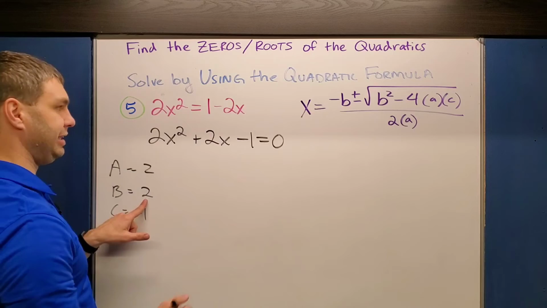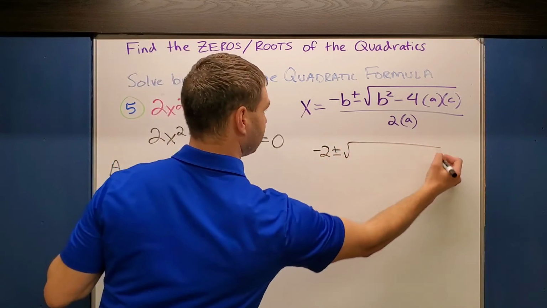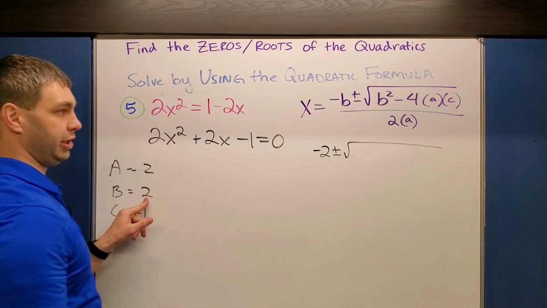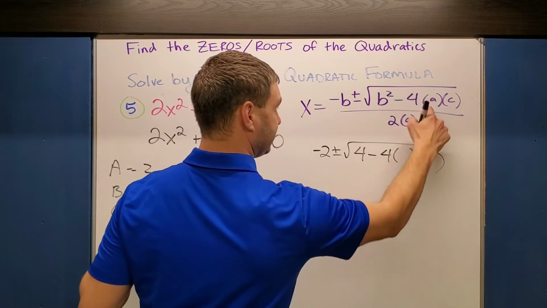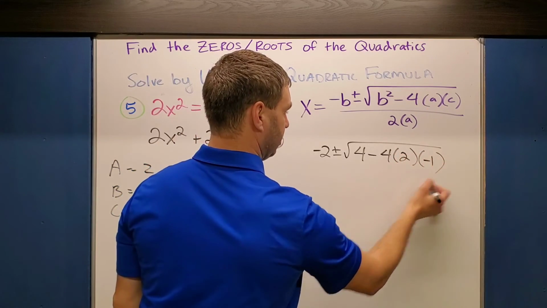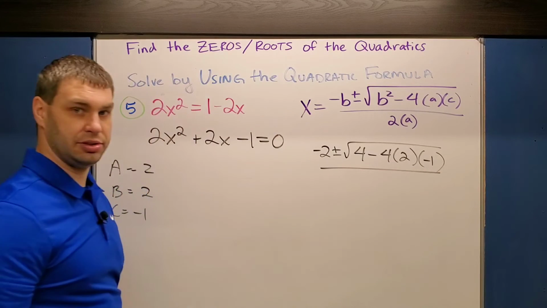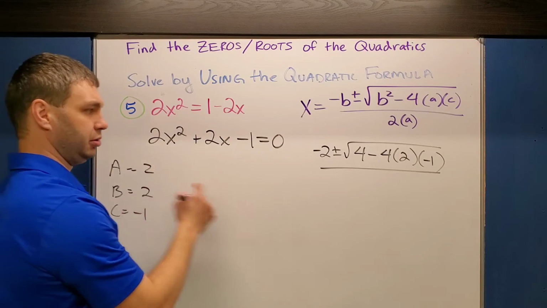All right. So I need the opposite of my b term, which would be a -2, plus or minus the square root of b squared. Well, 2 squared is 4. Minus 4 times my a times my c, 2 and -1, all divided by 2 times a. I like to do 2 times a kind of in my head, which would be 2 times 2, which is 4.